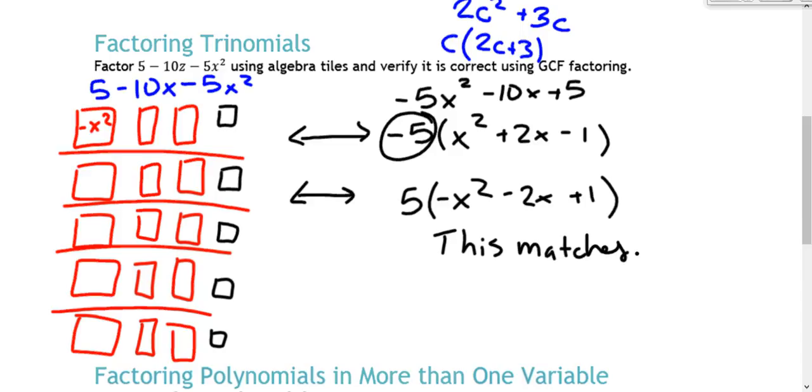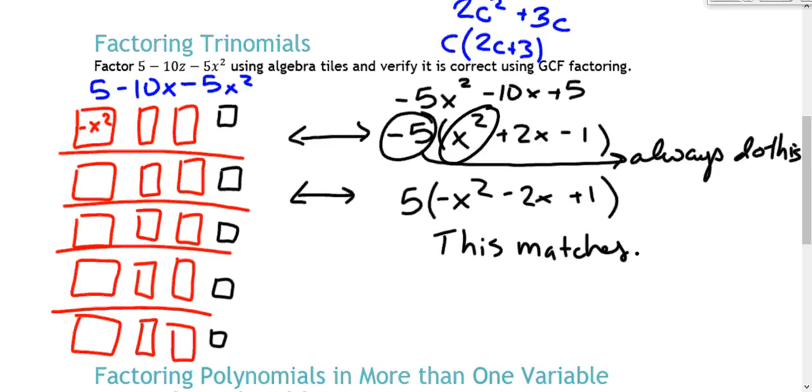However, I want you guys to get into the habit of always removing the greatest negative factor because we want this guy to be positive. Because it makes it easier for factoring down the road.